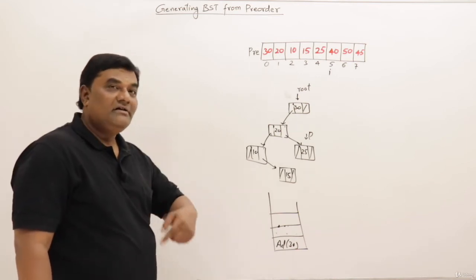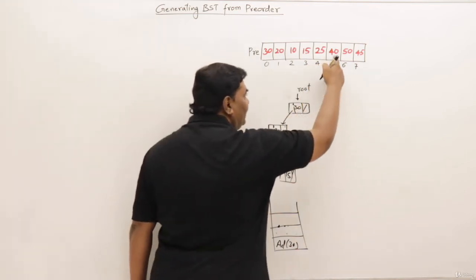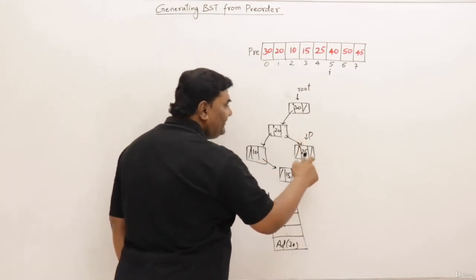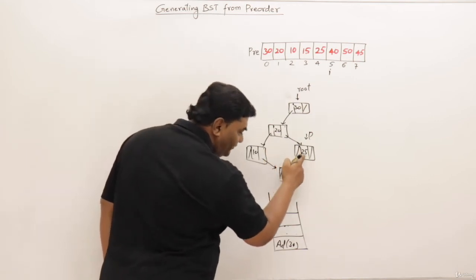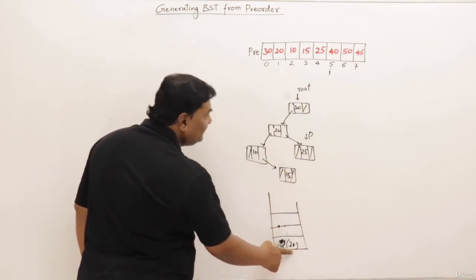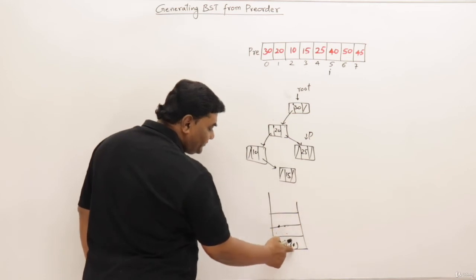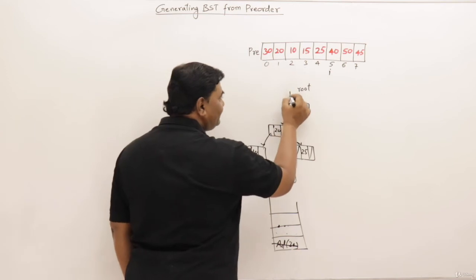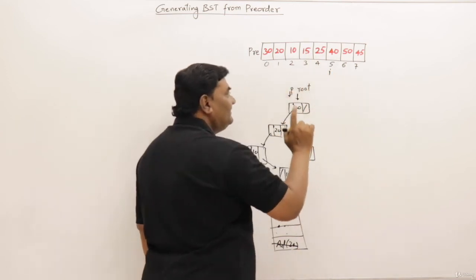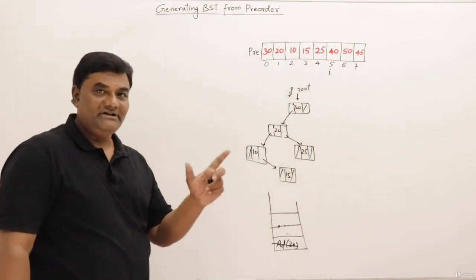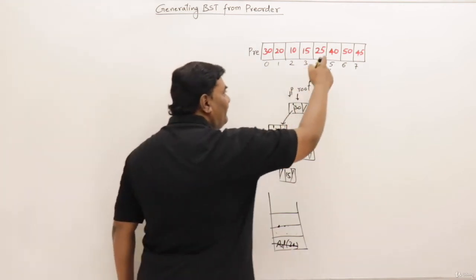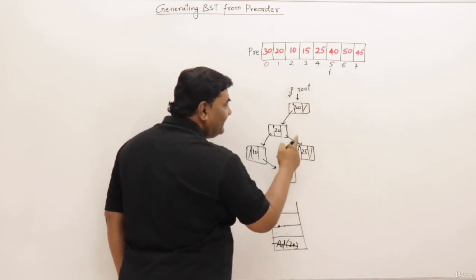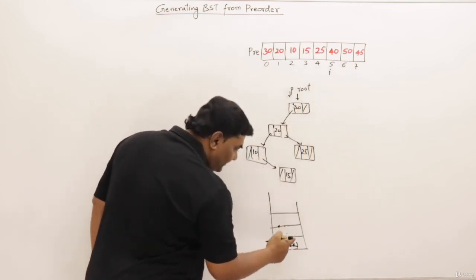Step completed. Repeat. 40. Is it less than 25? Current node is this one. No. Greater than 25? Yes. But is it lying in between 25 and this value 30? No. 40 is not lying in between these two. Then pop out this address and move P to that address. Don't move I. Let it be there only. Step is completed. Continue. 40. Is it less than 30? No. Is it greater than 30? Yes. Compare the value from here to the stack.